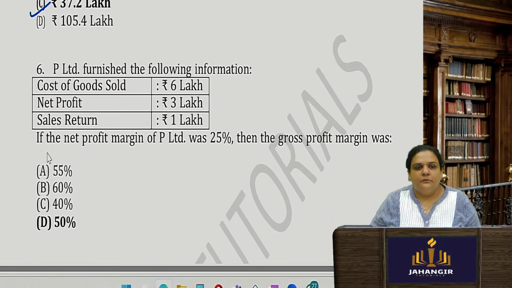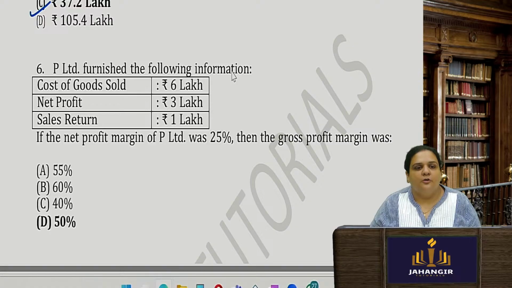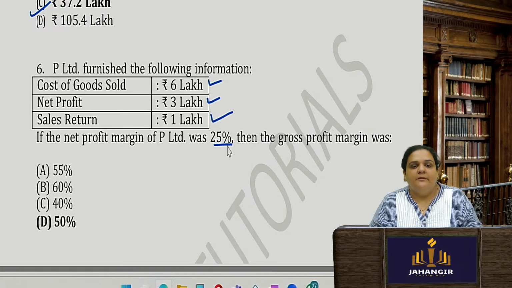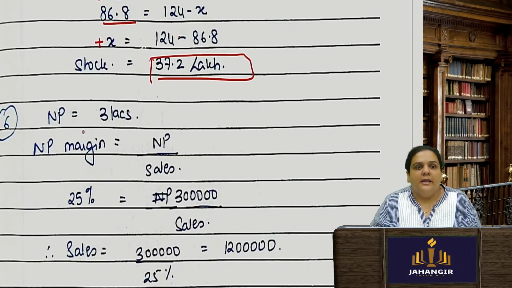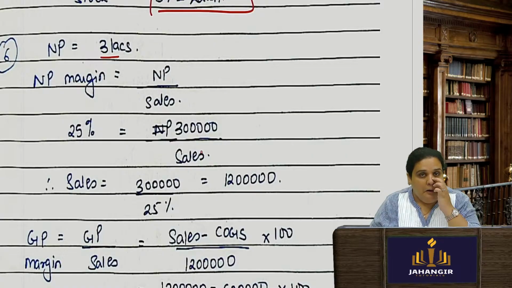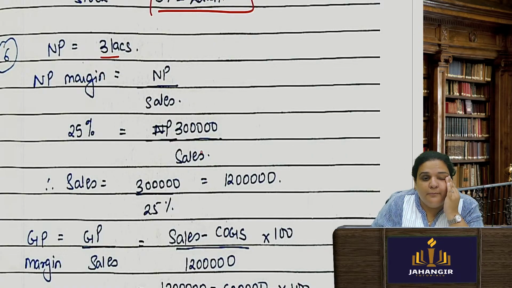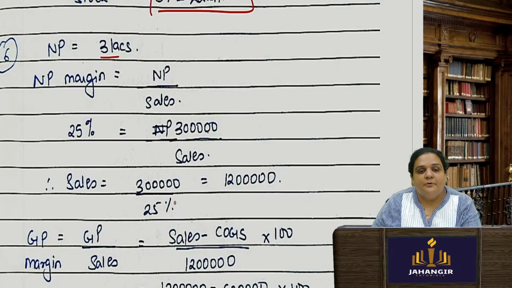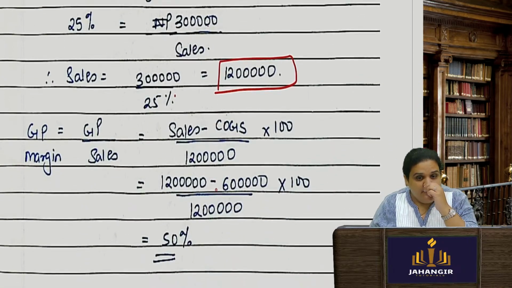Okay. Next question. P Limited furnished the following information. COGS rupees 6 lakhs, net profit is 3 lakhs, sales return is 1 lakh. If the net profit margin is 25%, then what will be the gross profit margin? Net profit and net profit margin both are given. With that I'll be able to find my sales. Right? Net profit margin is equal to net profit upon sales. So sales will be 3 lakhs upon 25%. Okay, 12 lakhs.